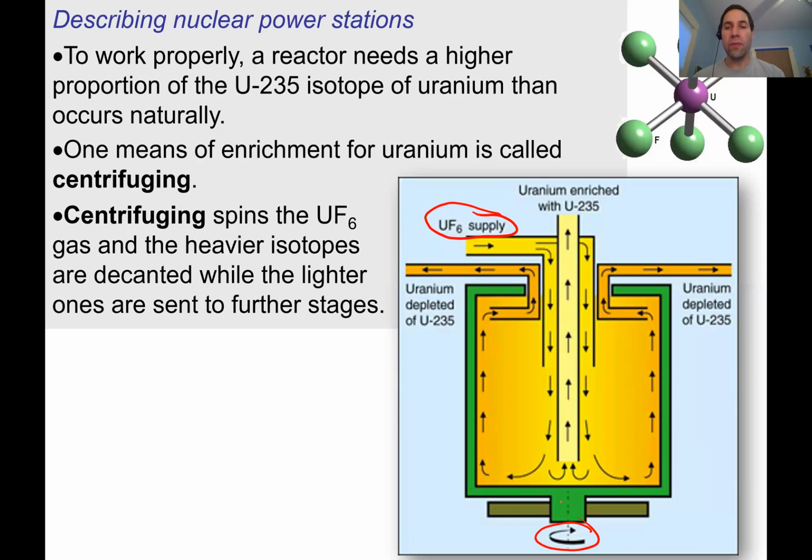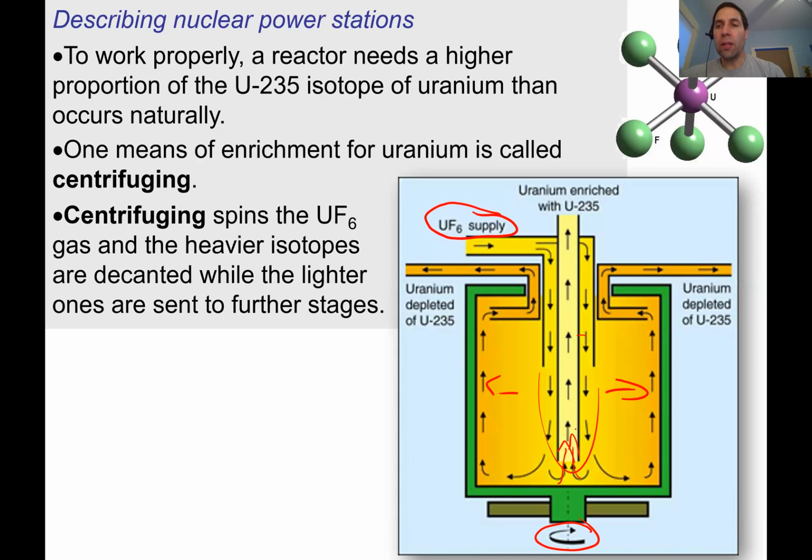So the more massive isotopes, i.e. uranium-238, are going to move to the outside, to the outer edges of this spinning container. Whereas the uranium-235 isotopes, which are slightly lighter, are going to stay more in the middle here, okay? So notice what we do. We spin it, and then we provide an outlet for the stuff that's in the middle.